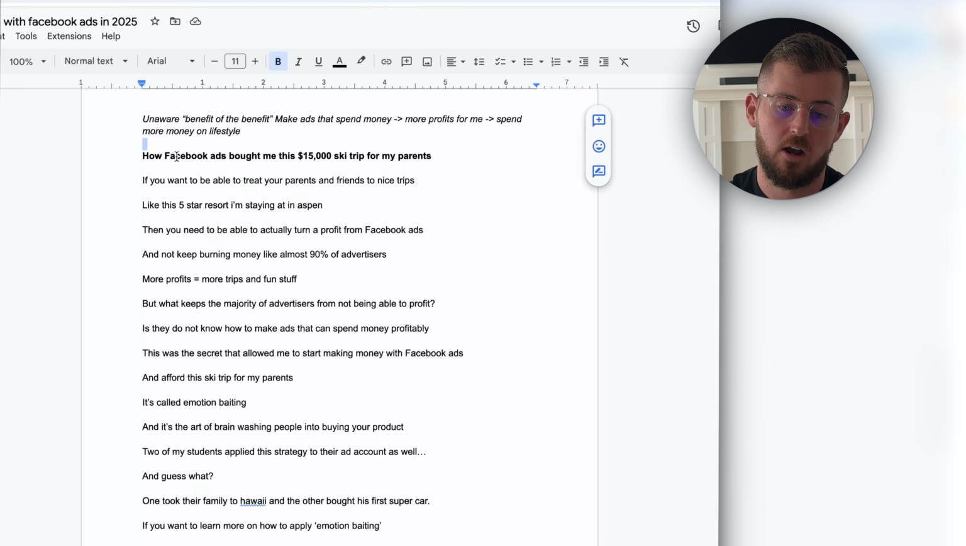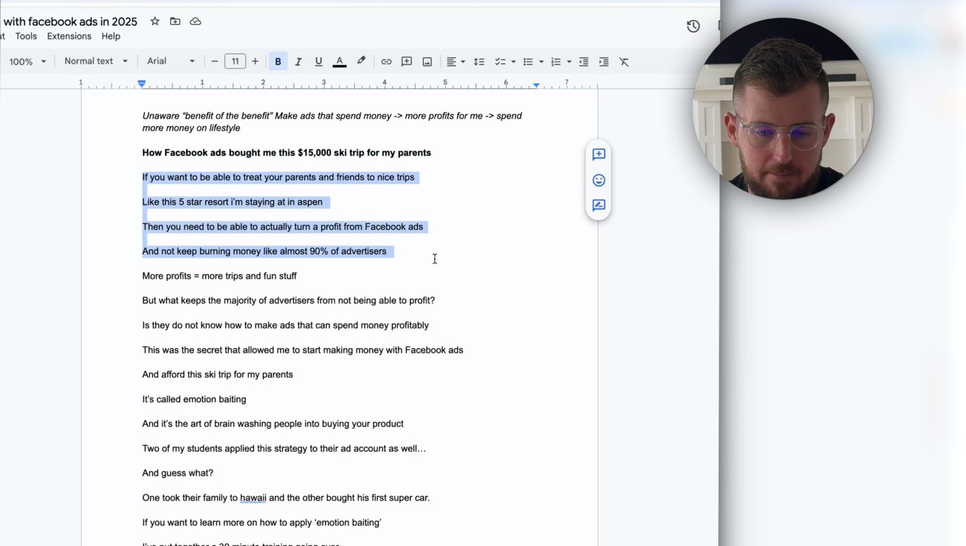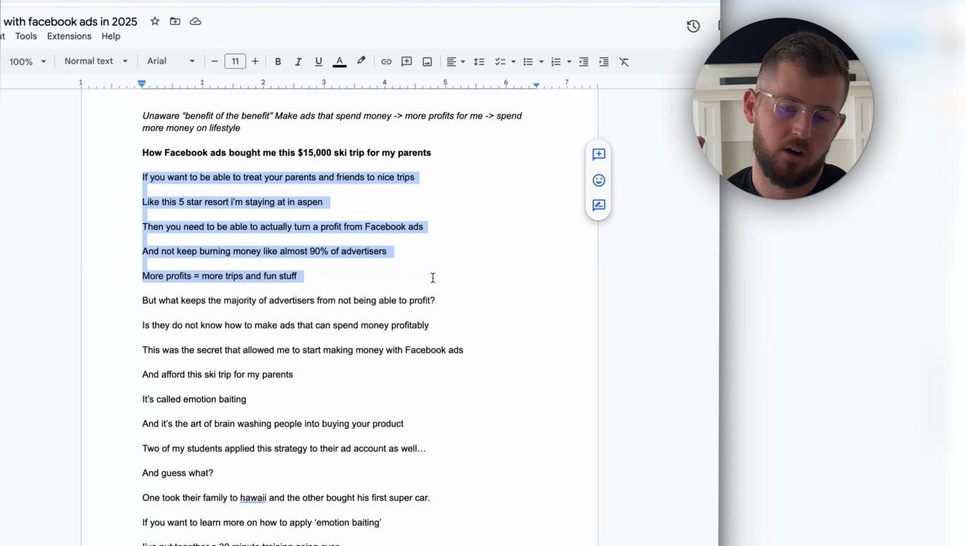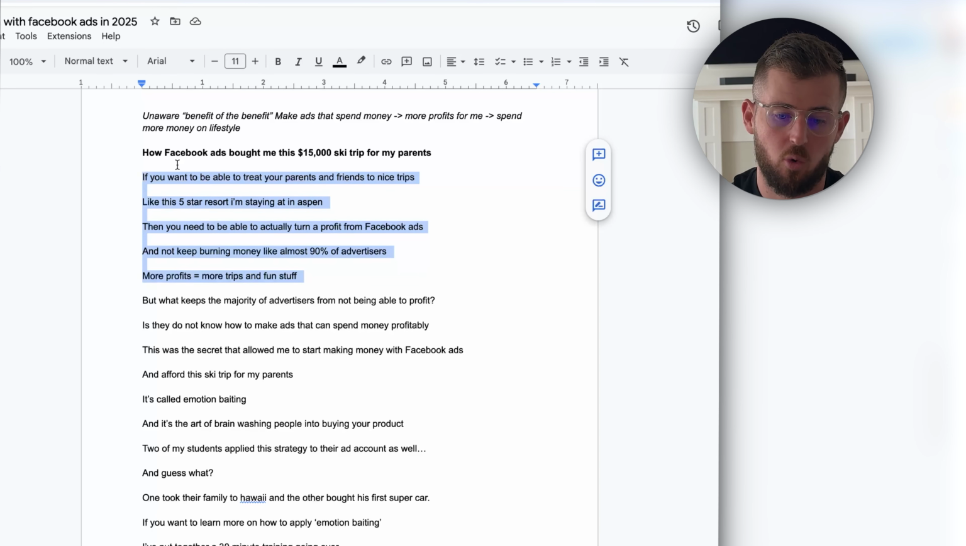Whereas this one right here is going after a much broader market of people, but I'm still hitting on that Facebook ads metric. So I'm still appealing to people who know about Facebook ads or are interested in Facebook ads. And then right here, I'm just painting the picture of what people want, while also creating more of the problem they're experiencing right now, since this is more of an unaware ad.